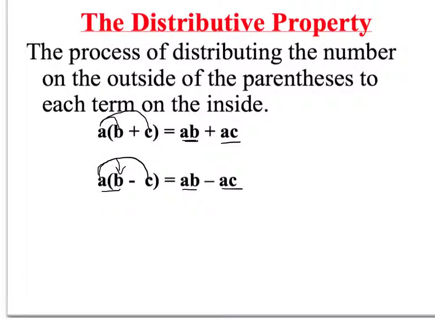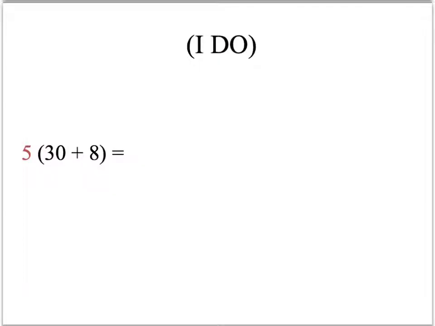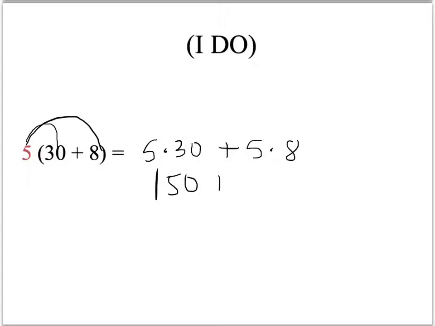Okay, let's do a couple examples. If we are just dealing with natural numbers, we have 5 times 30 plus 5 times 8. 5 times 30 is 150, plus 5 times 8 is 40. And so our answer here is 190.